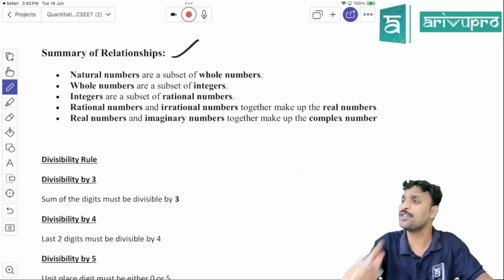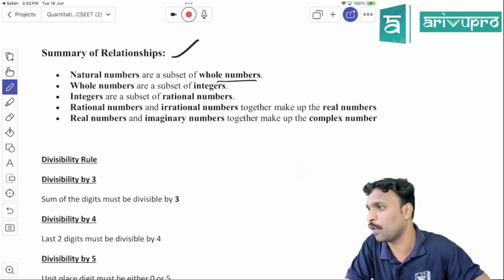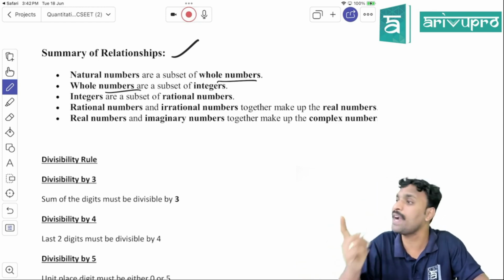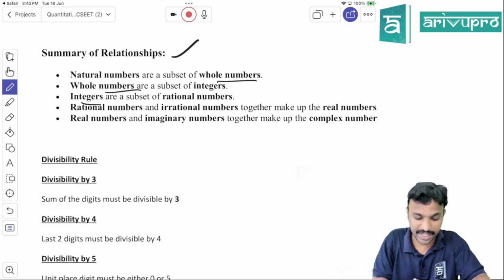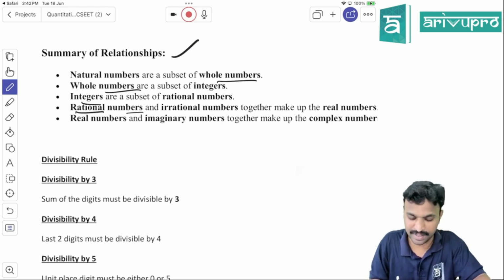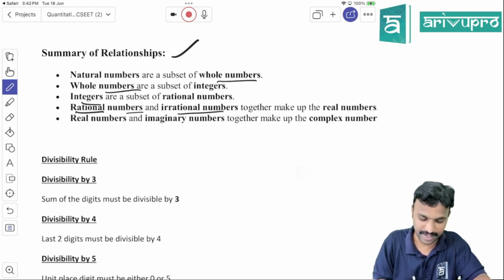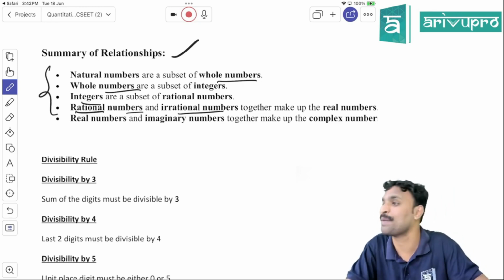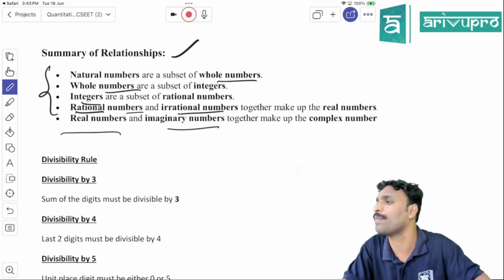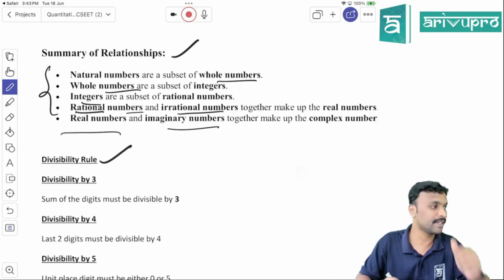What is it? Natural numbers are a subset of whole numbers, because natural numbers are a part of whole numbers. What is excluded? 0 is excluded. Whole numbers are a part of integers. Integers are a subset of rational numbers. Rational numbers and irrational numbers together are a subset of real numbers. Real numbers and imaginary numbers together form complex numbers.